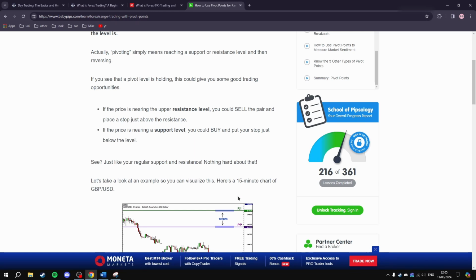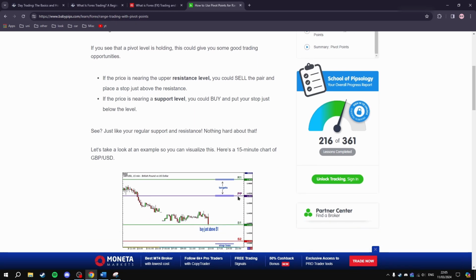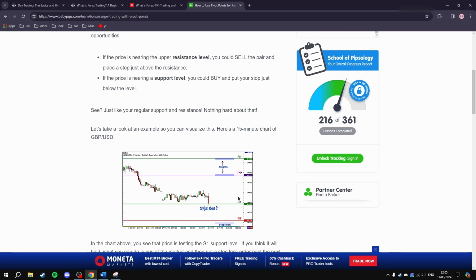Actually, pivoting simply means reaching a support or resistance level and then reversing. If you see that a pivot level is holding, this could give you some good trading opportunities. If the price is nearing the upper resistance level, you could sell the pair and then place a stop just above the resistance.